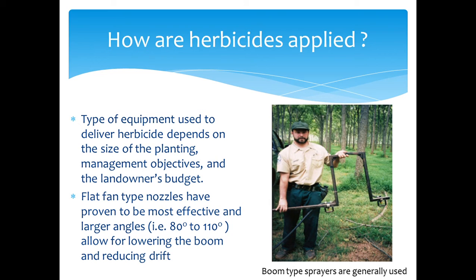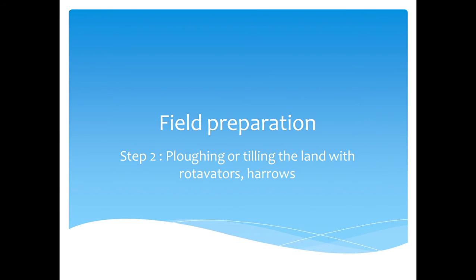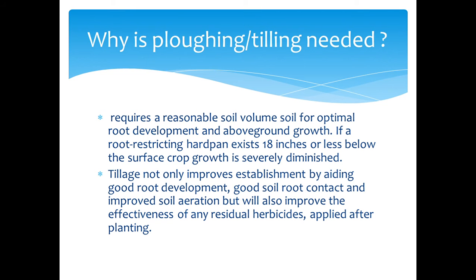Generally, flat-type nozzles have proved more effective while applying herbicides to plantations as they reduce drift for herbicide applied. The next step of field preparation is plowing or tilling the land with proper implements. It is especially necessary because a reasonable soil volume for optimum root development and above ground growth is necessary. Also, if hard pans exist 18 inches or less below the crop surface, the growth of crop is severely diminished.